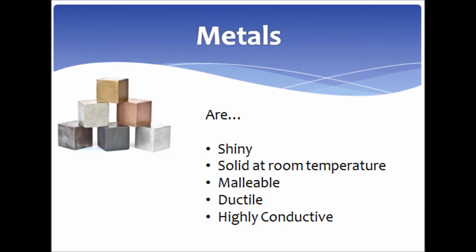Alright, looking at metals. The following are characteristics of metals. They are shiny, solid at room temperature; malleable, meaning they can be hammered flat; ductile, meaning they can be pulled through a wire; and they are highly conductive, meaning they can produce and transfer electricity.